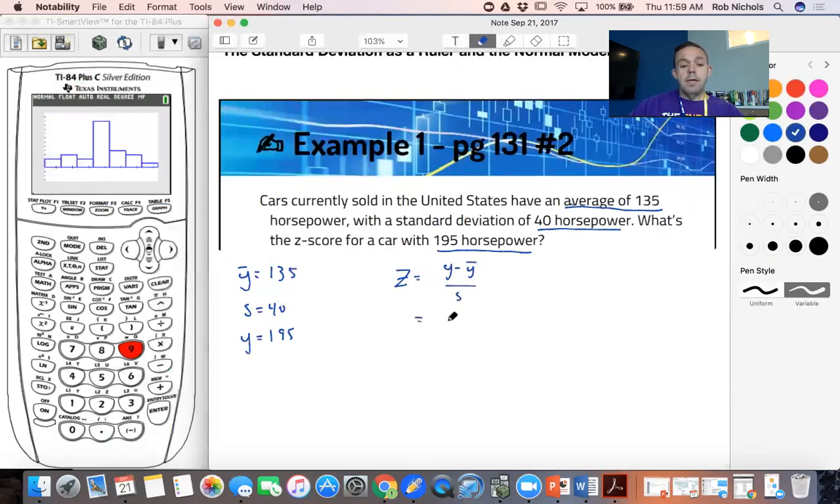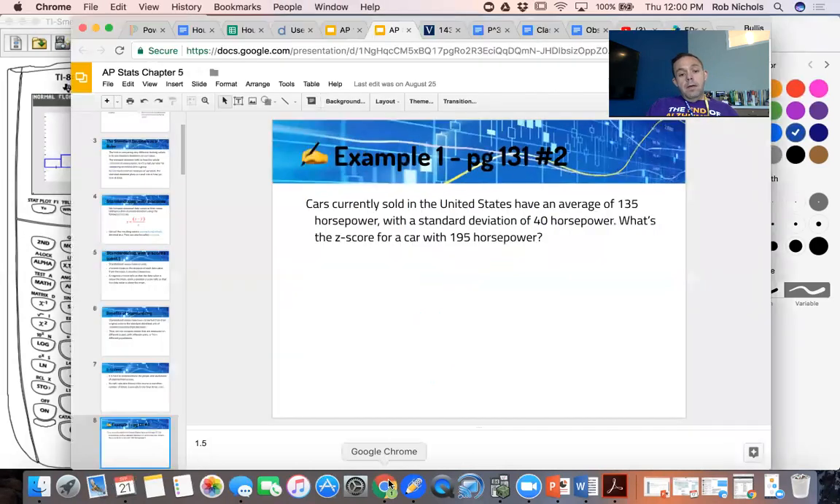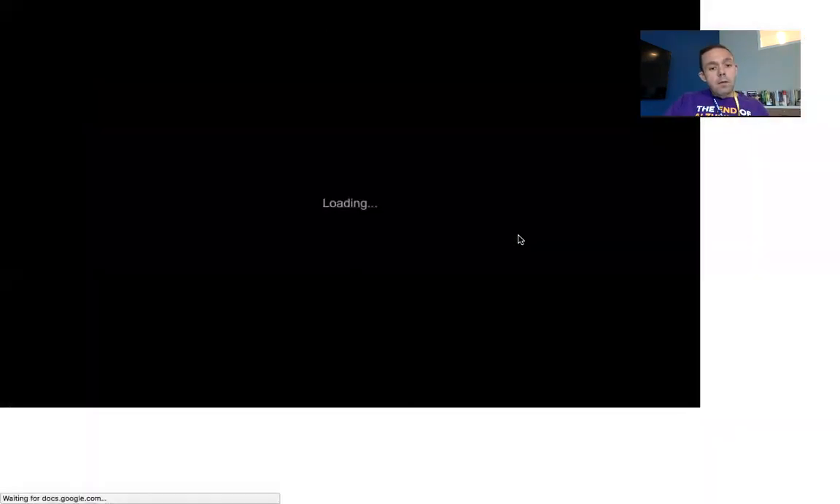And I plug that in, and I'm going to get 195 minus 135 over 40, which is going to give me 60 over 40, which is going to give me 1.5. So my z-score equals 1.5, and there's no units with a z-score. So what that really says is the number 1.5 is 1.5 standard deviations above the mean. All right. And let's go back to my presentation.